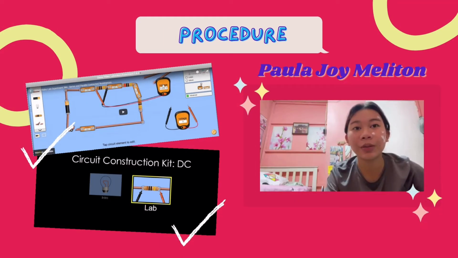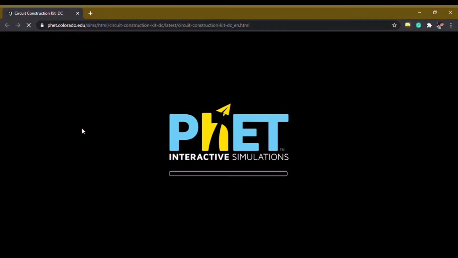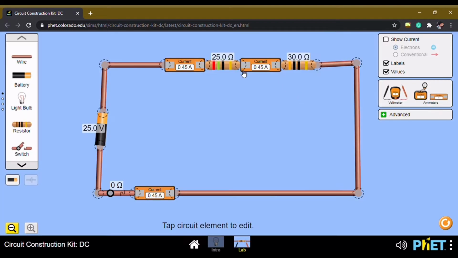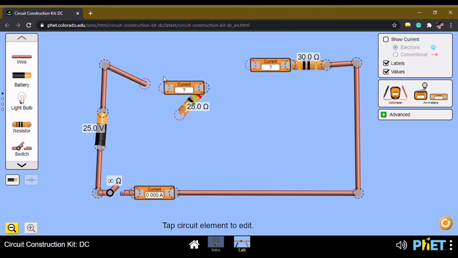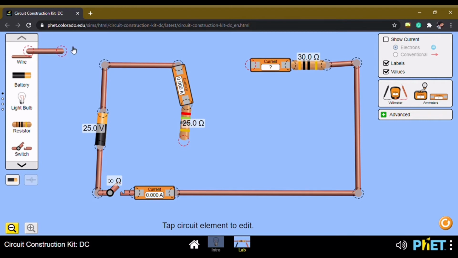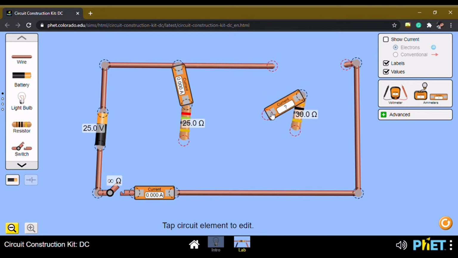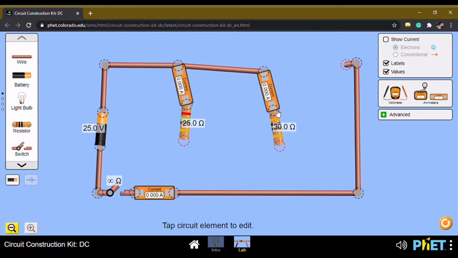First thing we did was open our Canvas to access the PhET simulator. Canvas has a circuit construction kit, DC that can be accessed. And the next step we did was to construct the parallel connected resistance circuit with the required instruments: 2 voltmeters, 2 resistors, 3 ammeters, wires, battery, and a switch.